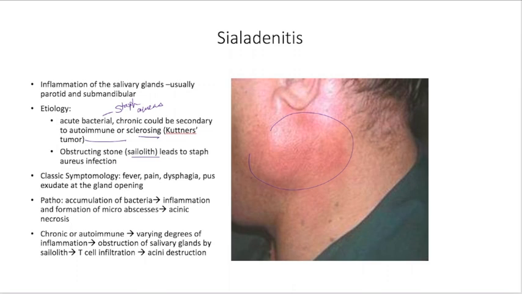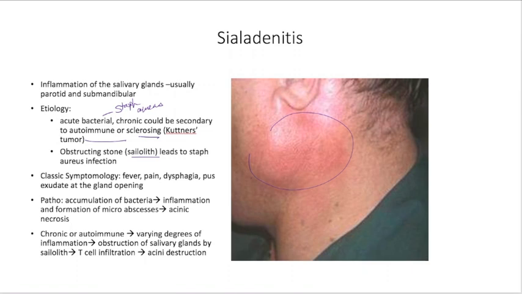It also may be idiopathic, and that is due to an underlying condition such as ductal stenosis or autoimmune disease. Sclerosing sialadenitis is a painless unilateral swelling that can mimic a tumor. So here is some pain, fever, dysphagia, and pus exudate at the gland opening.